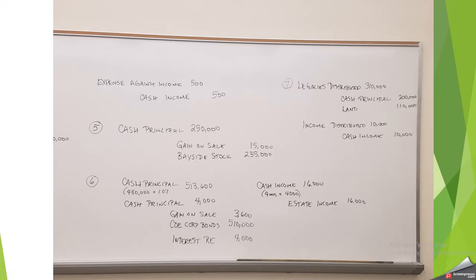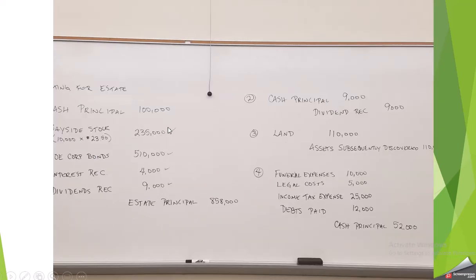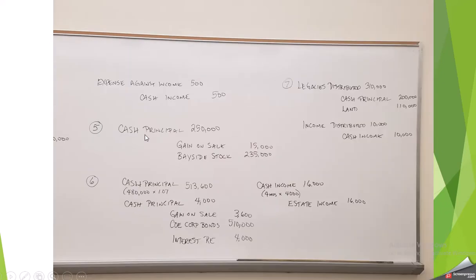Then number 5, they sell the Bayside stock. So they receive the cash of $250,000. Then we compare it to what they had on the books. So again, it was the $235,000 that we valued it at. So we take that out, and then the difference is a gain on the sale of the stock.